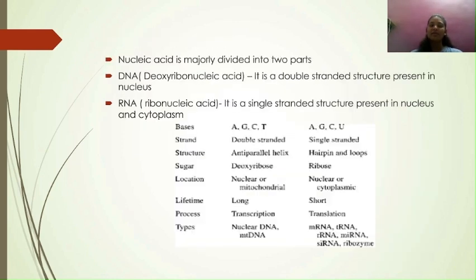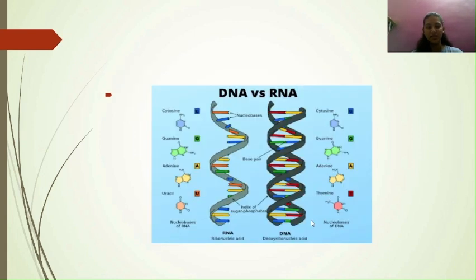Nucleic acids are divided into two types, DNA and RNA. DNA stands for deoxyribonucleic acid. It is a double-stranded structure which is present in the nucleus. It contains deoxyribose sugar and it helps in the process of transcription. The second type is RNA, which is ribonucleic acid. It is a single-stranded structure present in the nucleus and cytoplasm. It contains ribose sugar and helps in the process of translation. This is the structure of DNA and RNA.